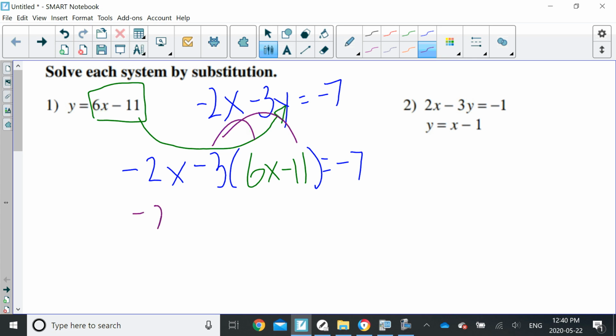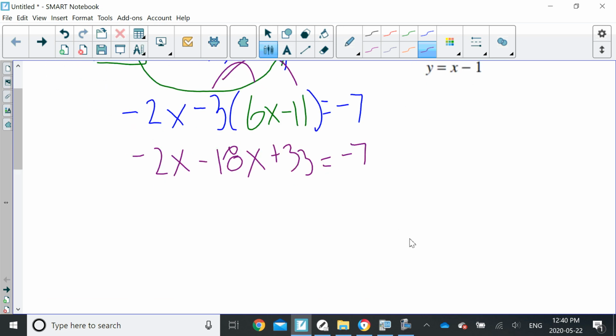And I'll have negative 2x. Negative 3 times 6 is negative 18x. Negative 3 times negative 11 is positive 33. And that's equal to negative 7. Let's join our like terms together. Like terms on the left-hand side were the x's. Negative 2 minus 18 gives me negative 20x.